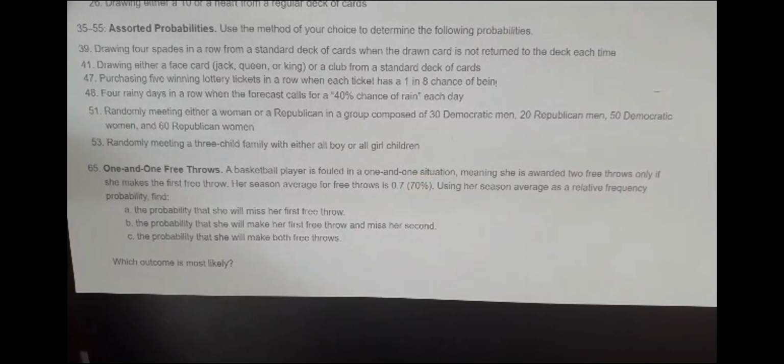So 39 is what we're on now. Use the method of your choice to determine the following probabilities. Drawing 4 spades in a row from a standard deck of cards when the drawn card is not returned to the deck each time.